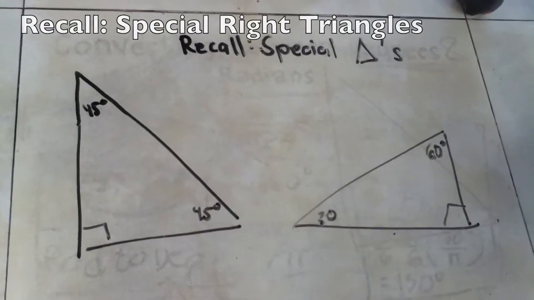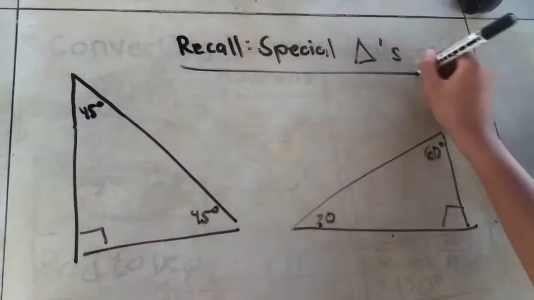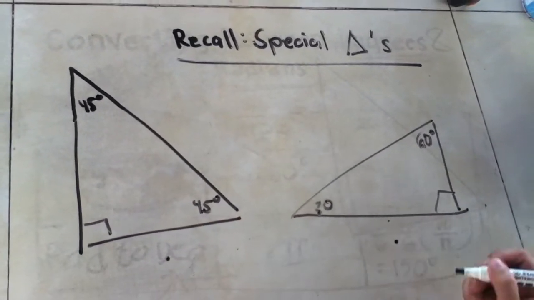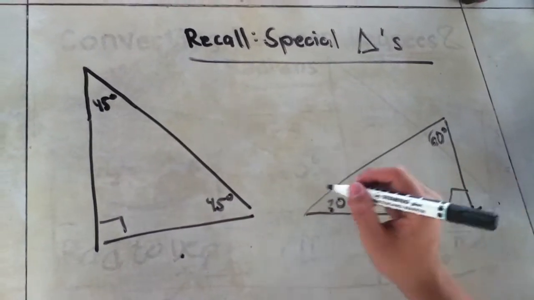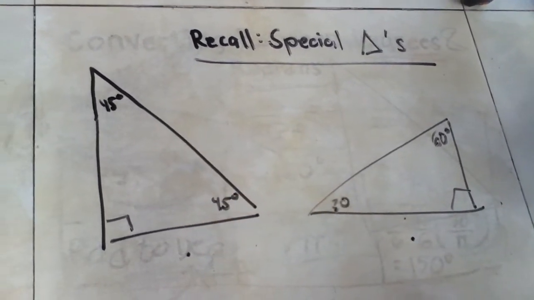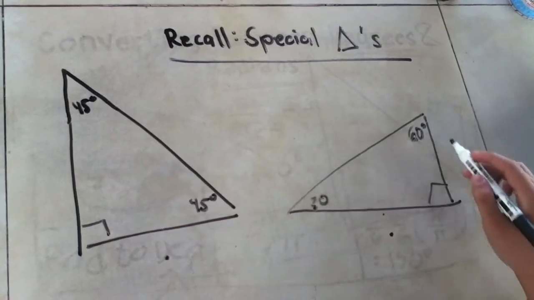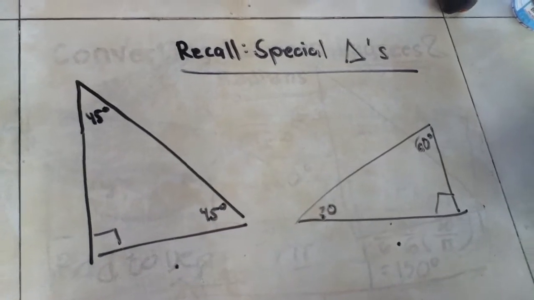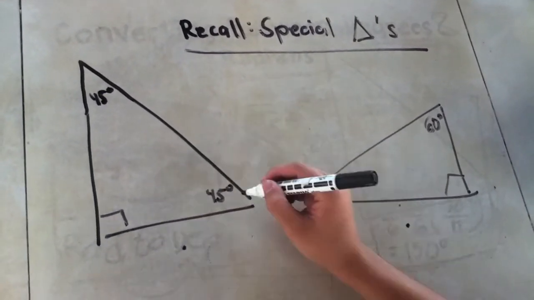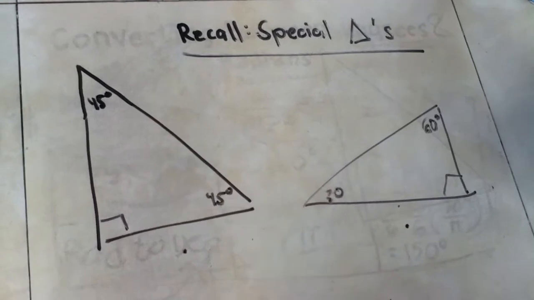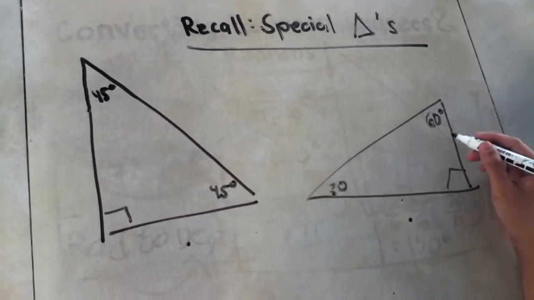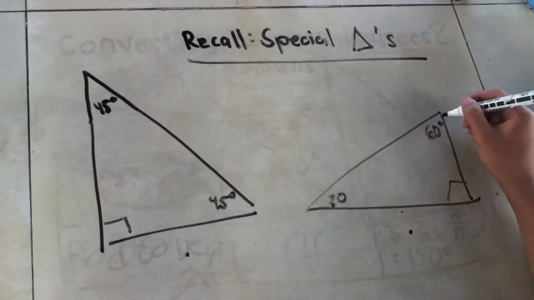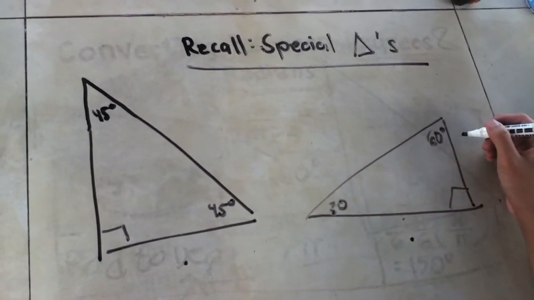Recall now your special right triangles. In geometry, we learned about two special right triangles, the 30-60-90 triangle and the isosceles right triangle. As the names imply, the 30-60-90 triangle has angle measures of 30, 60, and 90, while the isosceles right triangle has angle measures of 45, 45, and 90. In a 30-60-90 triangle, as in any right triangle, the longest side is the hypotenuse, the one that is opposite the largest angle.